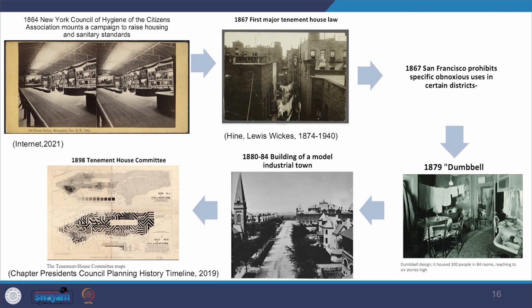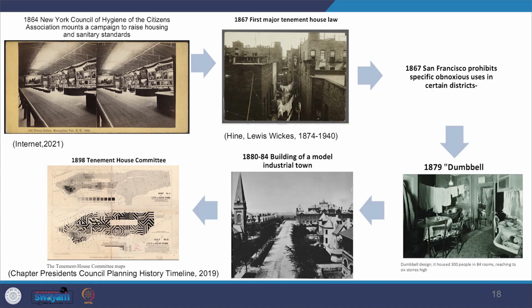Later, in 1864, the New York Council of Hygiene of the Citizens Association mounted a campaign to raise housing and sanitary standards. In 1867, the first major tenement house law, in New York, came, which restricted the physical condition. And around the same time in San Francisco, an ordinance prohibited specific obnoxious uses in certain districts, the beginning of land use zoning.